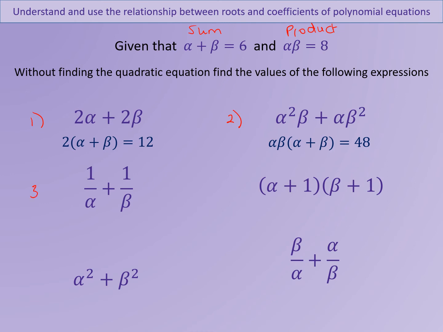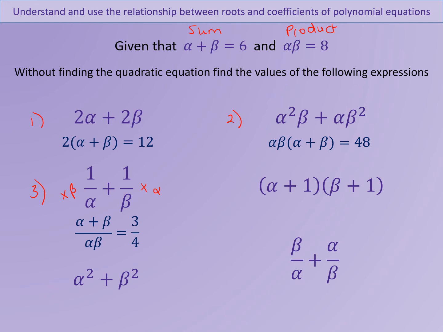The third one, we need to put the fractions over the same denominator. So if we multiply the first fraction by beta and the second fraction by alpha, that will give us alpha plus beta over alpha beta. And then substituting in the values for the sum and the product, we will end up with 6 over 8, and that reduces to 3 over 4.